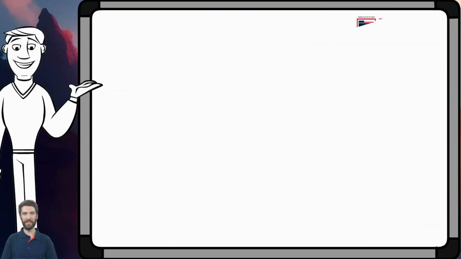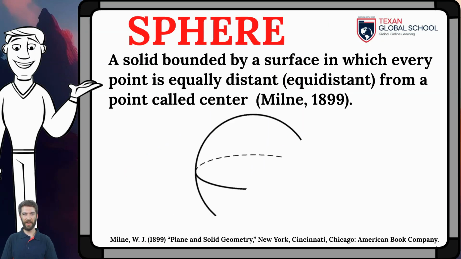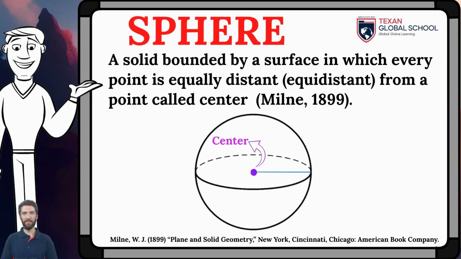Finally, the sphere is a solid bounded by a surface in which every point is equally distant, or equidistant, from a point called center. The equidistant distance is called radius. 2 radii form the diameter.